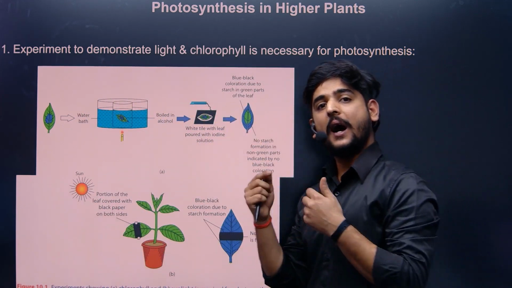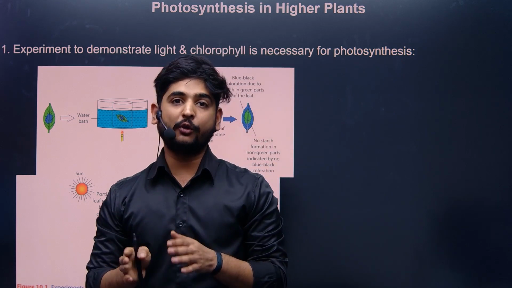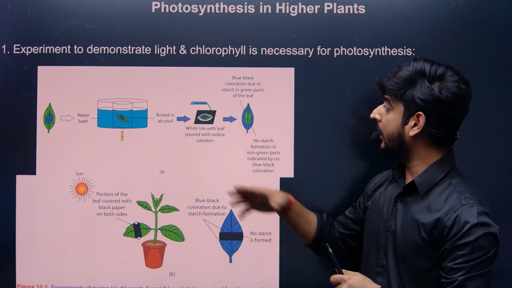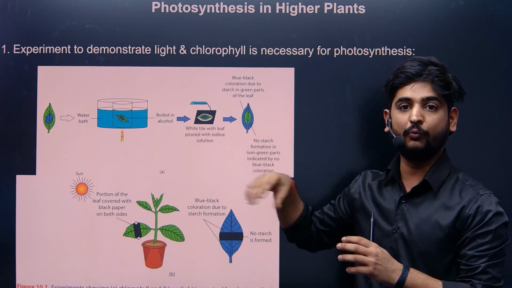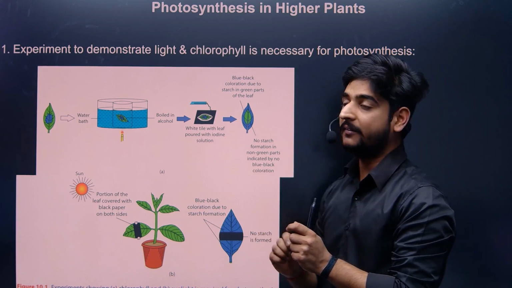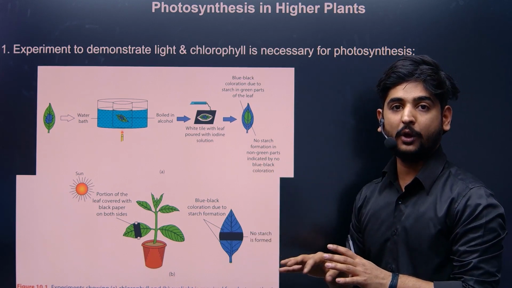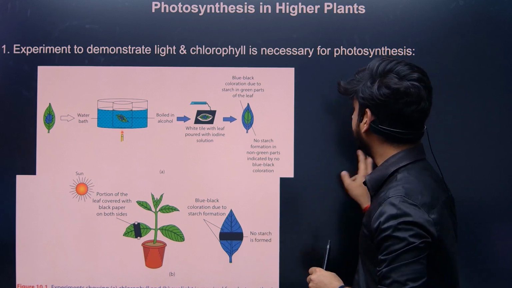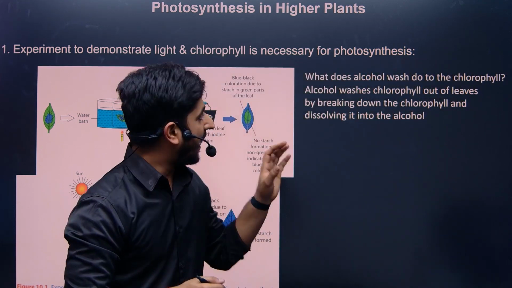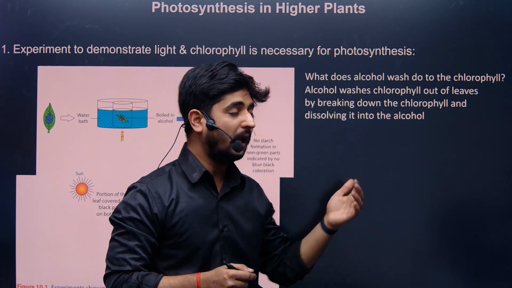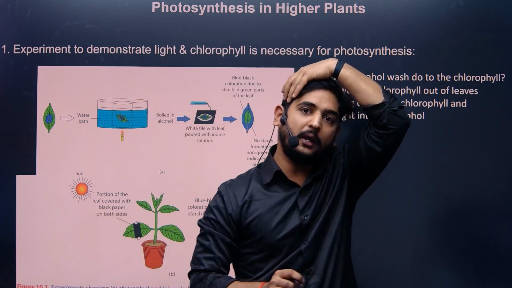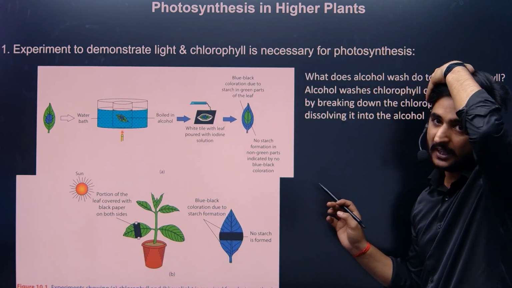Now there is another way by which we can do this chlorophyll experiment. If you don't have access to a variegated plant, you can do the same experiment by using alcohol. You alcohol wash a particular part of the leaf, and the chlorophyll from that part would be dissolved away. Now comes the question: what does alcohol wash do to the chlorophyll? The answer is alcohol washes chlorophyll out of the leaves by breaking down the chlorophyll and dissolving it into the alcohol. So this is the first thing that's going to happen.